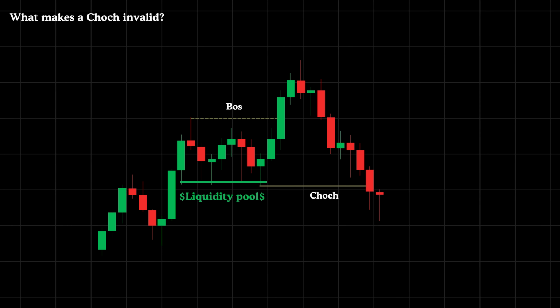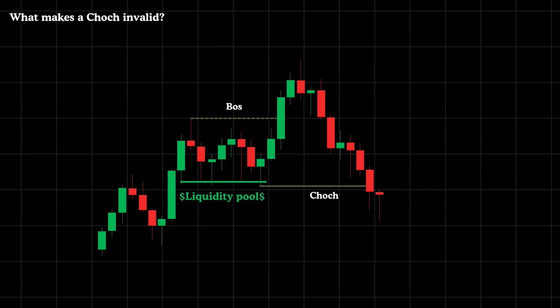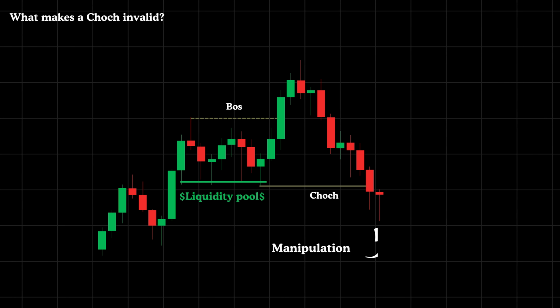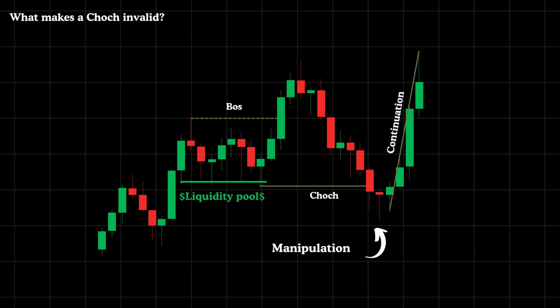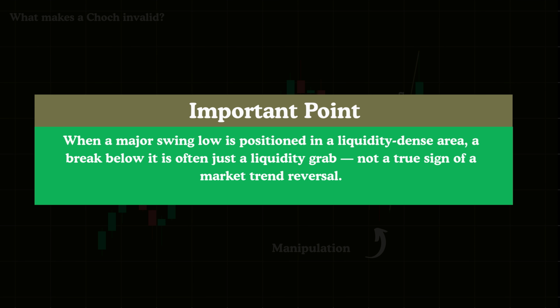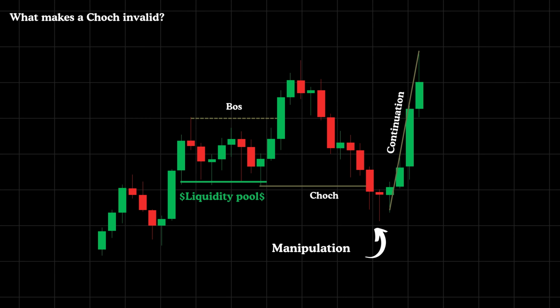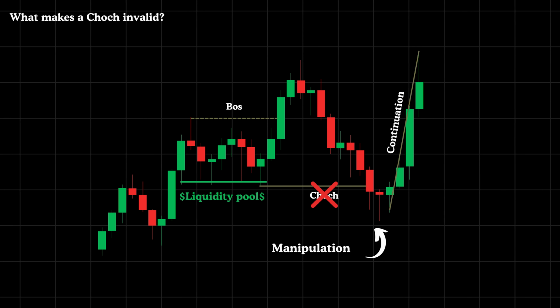Smart money is aware of this. To target those stop losses, price is often driven downward, sweeping that liquidity, before reversing sharply in the same bullish direction. The main point to remember is this: when a major swing low is positioned in a liquidity-dense area, a break below it is often just a liquidity grab, not a true sign of a market trend reversal. In this situation, we cannot treat the break as a genuine change of character.